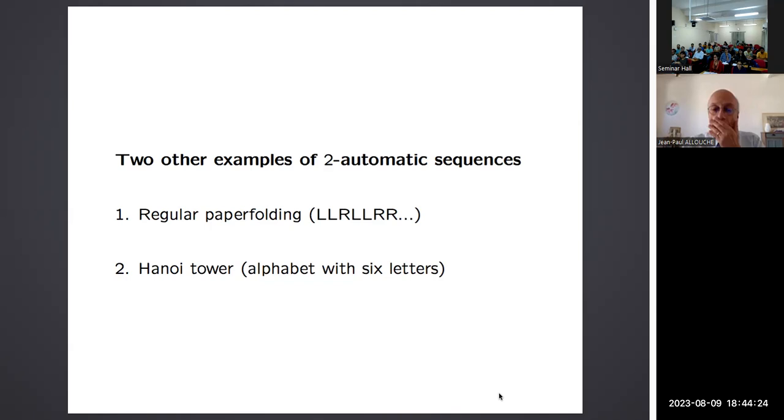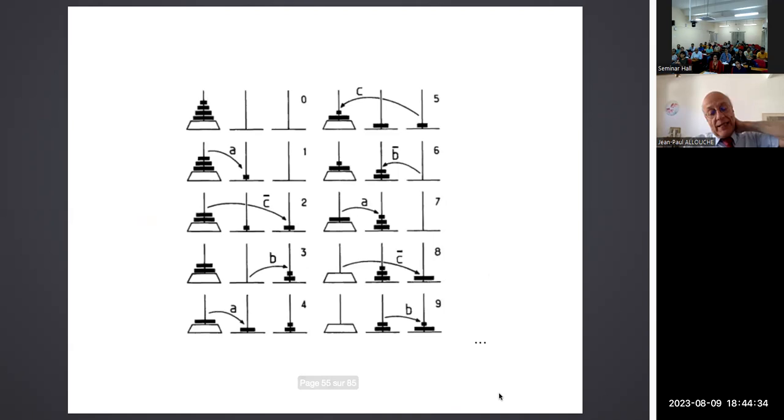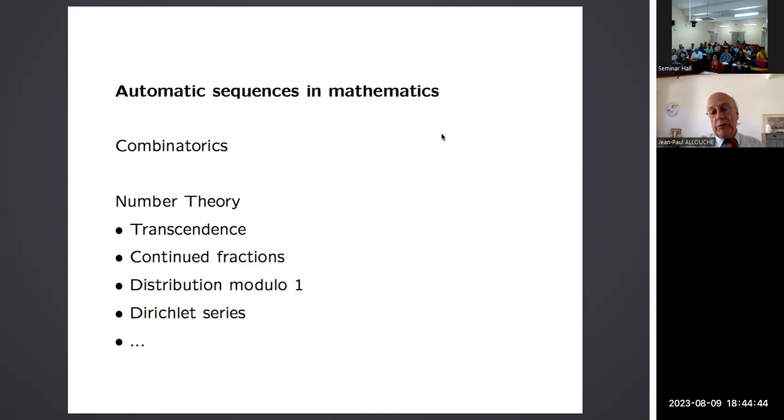And I forgot to say that this sequence on six letters is, of course, automatic, two automatic actually. Good. There are a lot of examples. Maybe I'm not going to give more examples over there. So automatic sequences can be found in many places in mathematics.